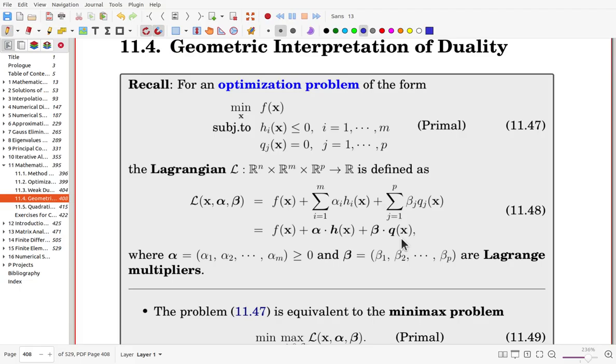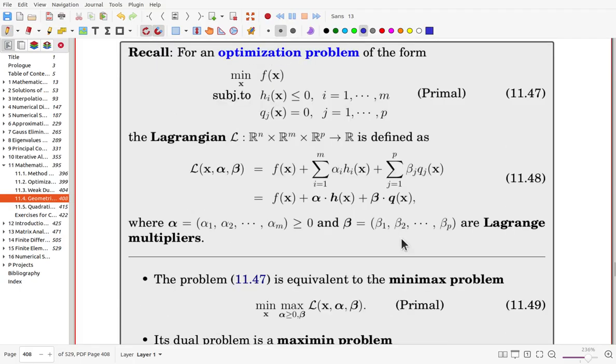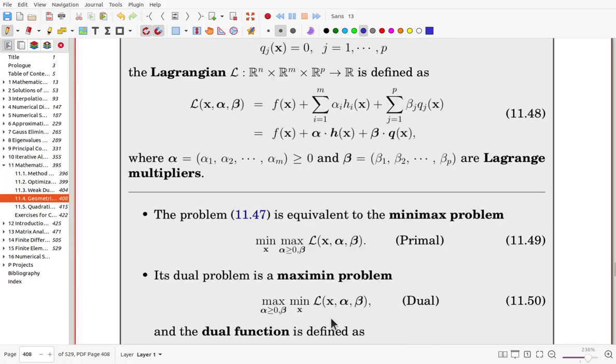The given problem is equivalent to the minimax problem: minimum over x, maximum over the Lagrange multipliers of the Lagrangian. So it is the same as the original problem, and we call it the primal problem. Its dual problem is formulated as the maximum problem by changing the order of minimization and maximization from the primal problem. Okay, this is the dual problem.